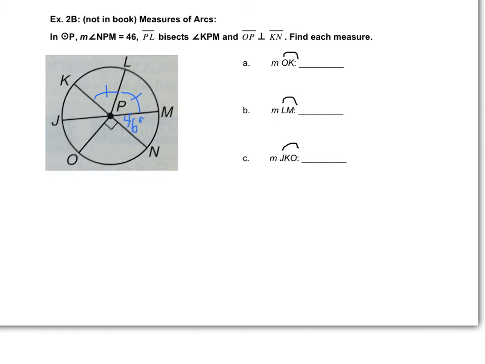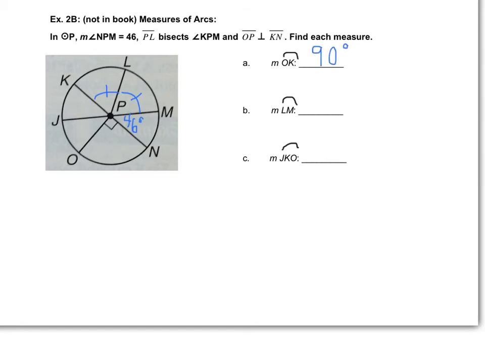So we know that it bisects the angle, and then we also know that OP is perpendicular to KN, this whole entire diameter, so we know that that's a 90-degree angle there. Okay, so let's go through this. If we're going to find the measure of arc OK, that's going to go from O over to K here, and I think you can see that that's the other side of my semicircle with my diameter cutting across with KN, so that's just got to be 90.